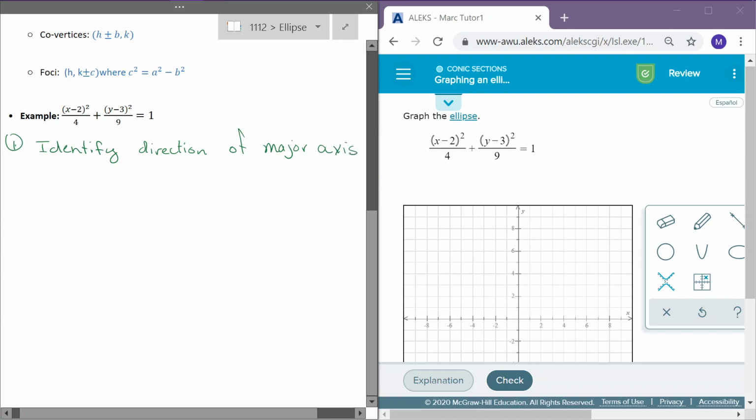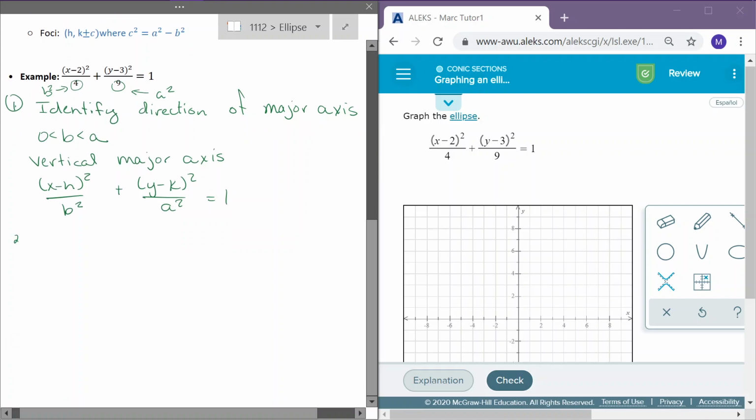So here we see that we have 4 and 9 on the bottom. Well, we know that 0 is always less than b is always less than a. So here that tells us that 4 is our b² and 9 is our a². So we know that this is a vertical major axis ellipse, because those look like (x minus h)² over b² plus (y minus k)² over a² equals 1.